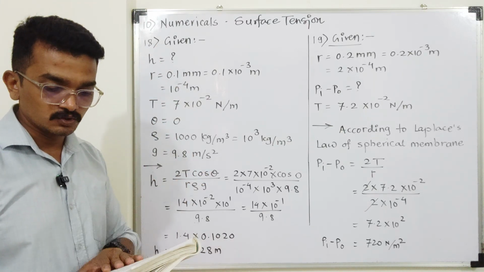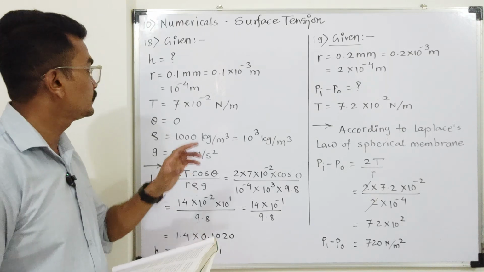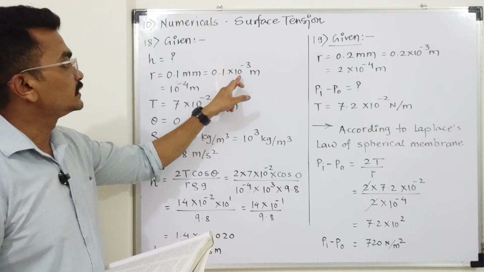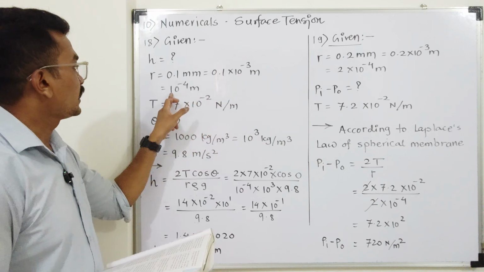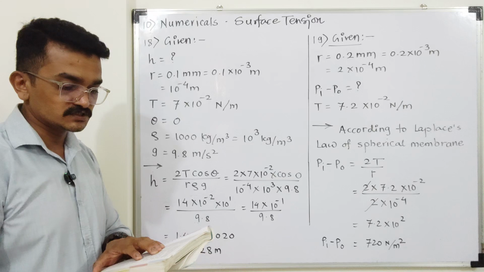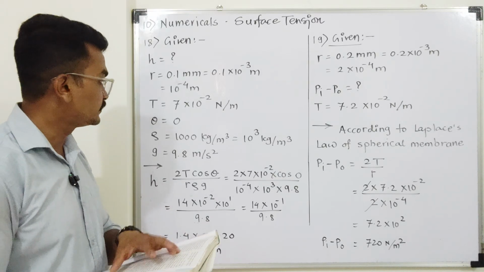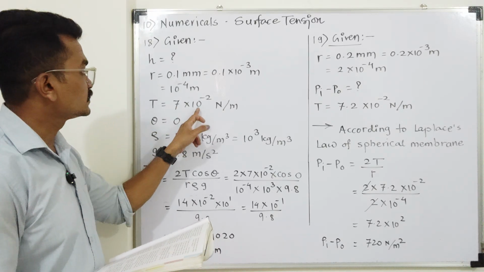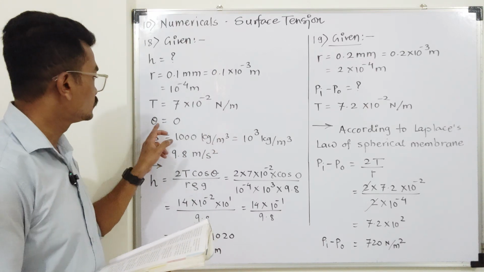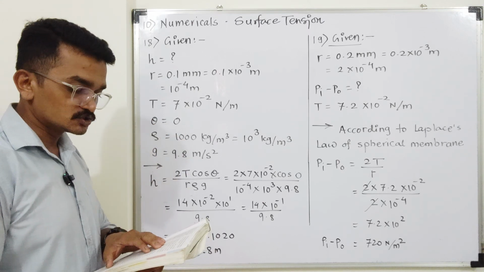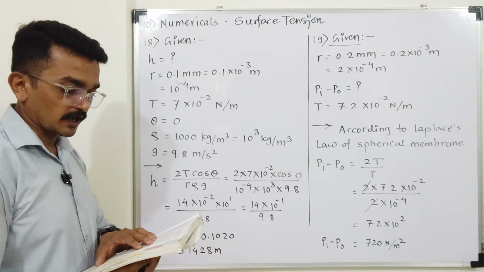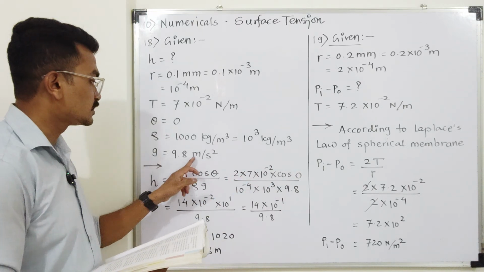Or tube of a capillary tube of a radius 0.1 mm, r is 0.1 mm, that is 0.1 into 10 to minus 3 meter, m is milli is 10 to minus 3 meter, and that is 10 to minus 4 meter. When immersed in a water of surface tension 7 into 10 to minus 2 Newton per meter. Surface tension of water is T is 7 into 10 to minus 2 Newton per meter, and the angle of contact between the water and the glass is 0. Angle of contact theta is 0. The density of water is 1000 kg per meter cube, that is 10 to 3 kg per meter cube, and the acceleration due to gravity is 9.8 meter per second square.